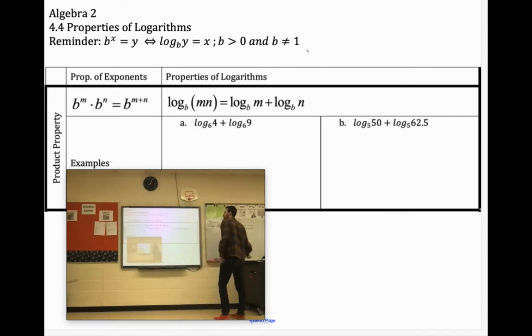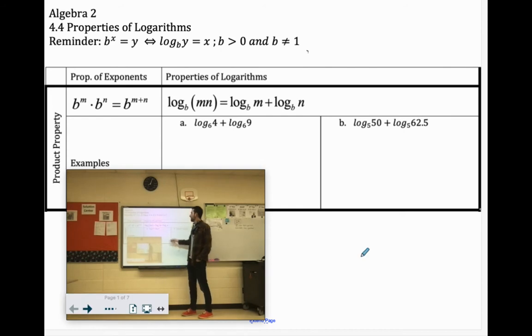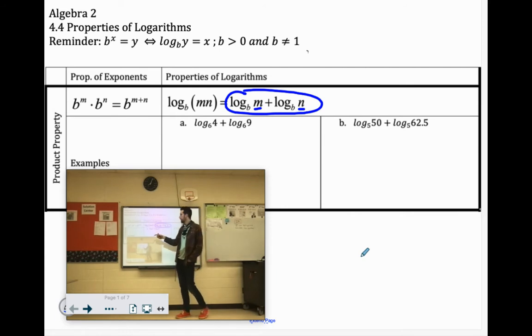So the first property of logarithms is the product property, meaning you're multiplying and they have the same base down here. So if you look at the right side of this first, if you have log sub b m plus log sub b n, they're both log sub b. So you can take the m and the n and you can multiply them. So when there's addition between them, it matches up with multiplication.